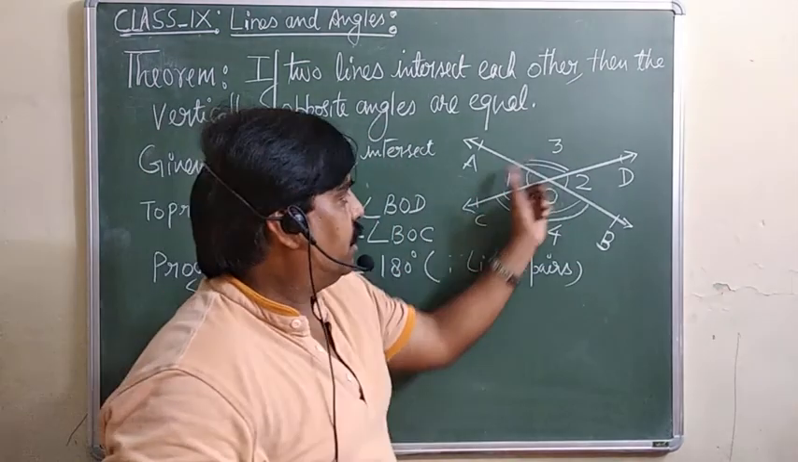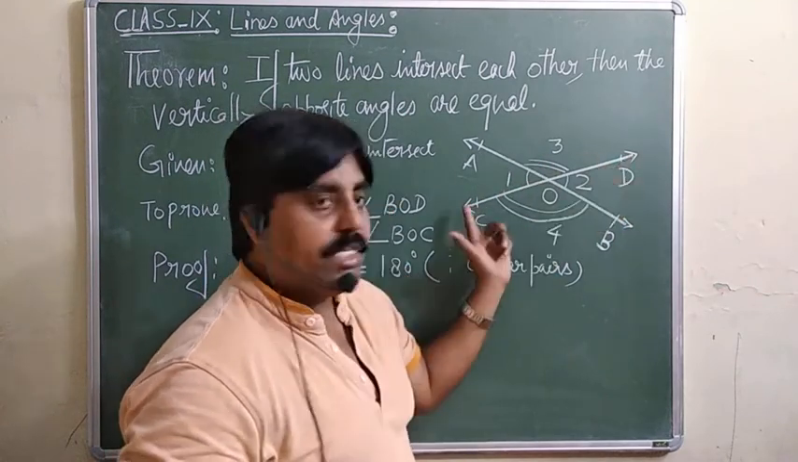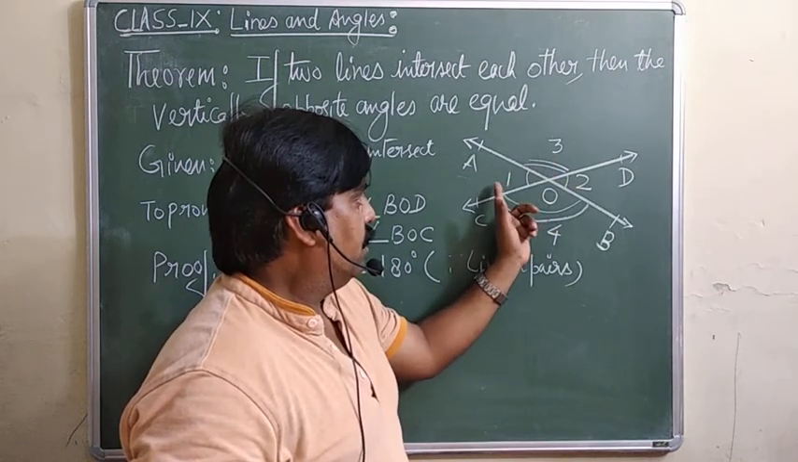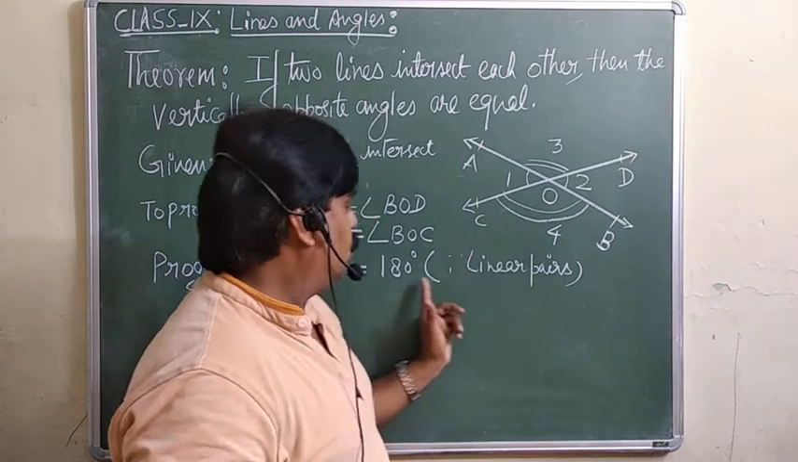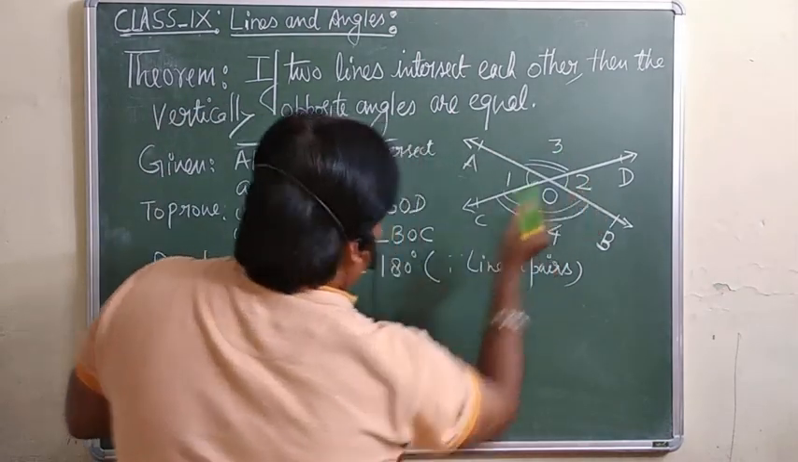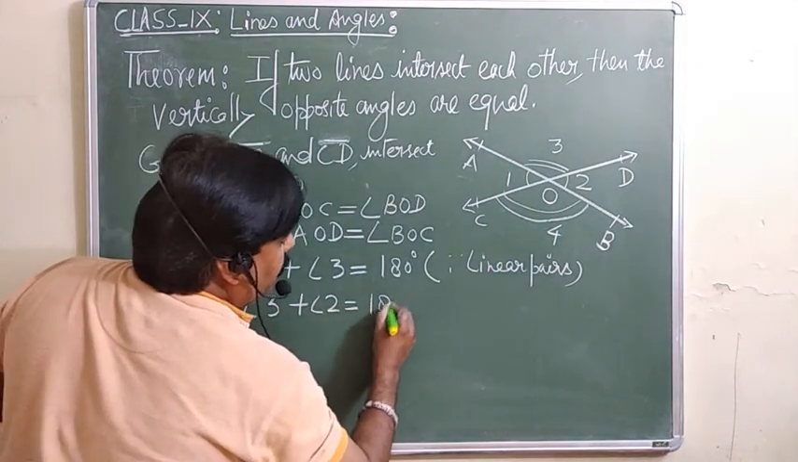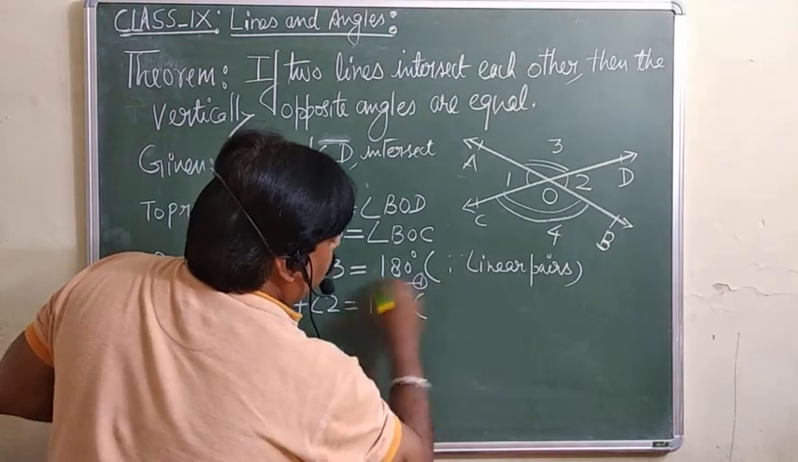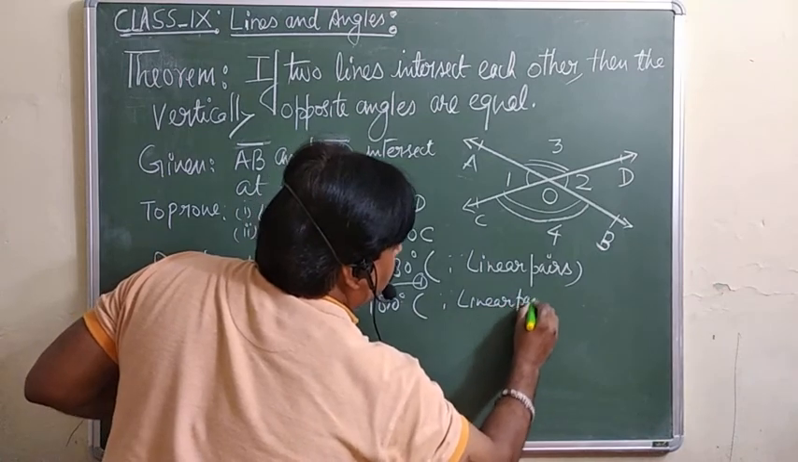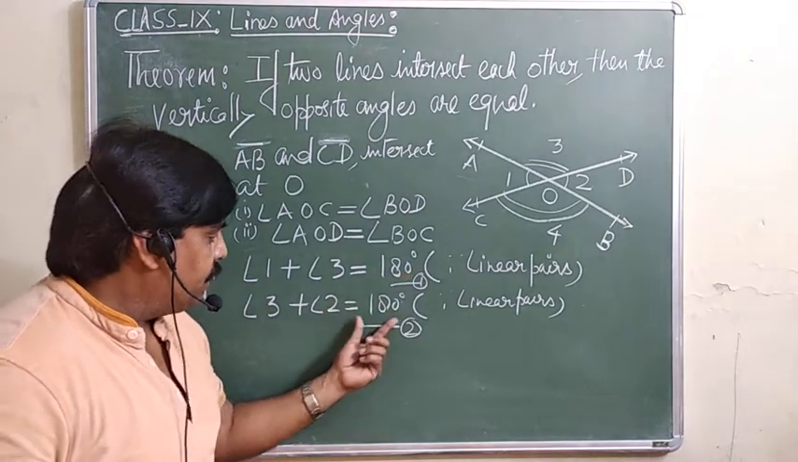Because these two are adjacent angles, the sum of these two angles will be equal to 180, because COD is a straight line. By the straight line, this angle is 180. So by the linear pair, the sum of these two angles is equal to 180 because these are adjacent. Now similarly, angle 3 plus angle 2 is also equal to 180. You can call the first equation 1 by linear pairs, and this is your equation 2. So the first equation is equal to 180, and the second is also equal to 180.